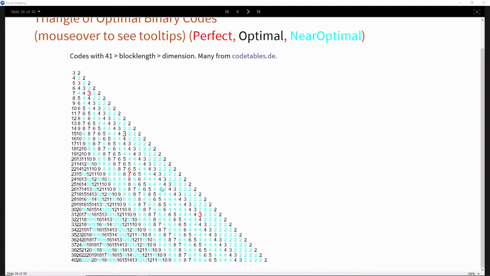Here, this is the Golay code, but there's also a whole bunch of other codes. For example, the padded greedy code here. Many of these are greedy codes. Padded optimal. This triangle was made by collecting data from codetables.de. There's a cyclic code here.